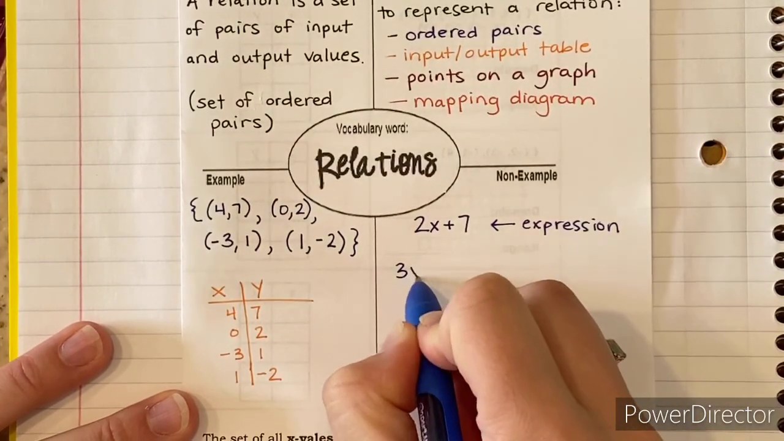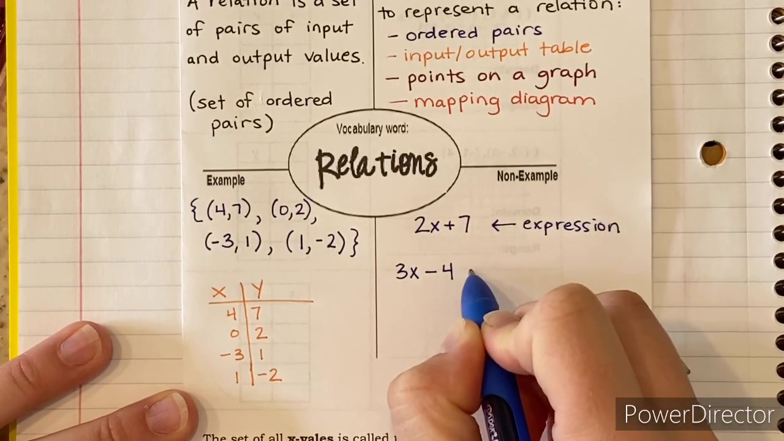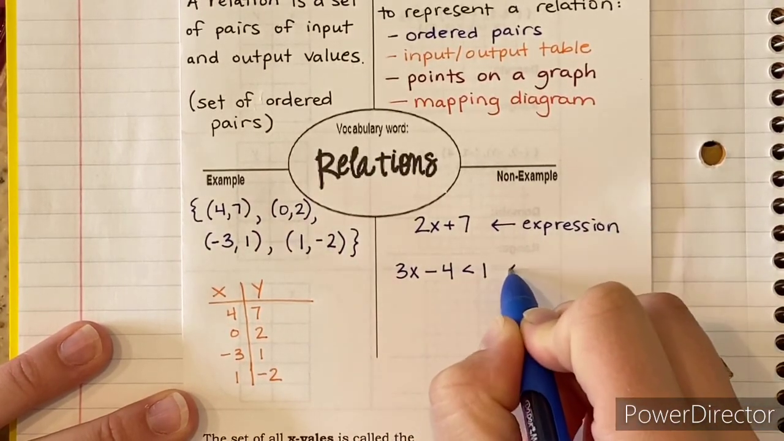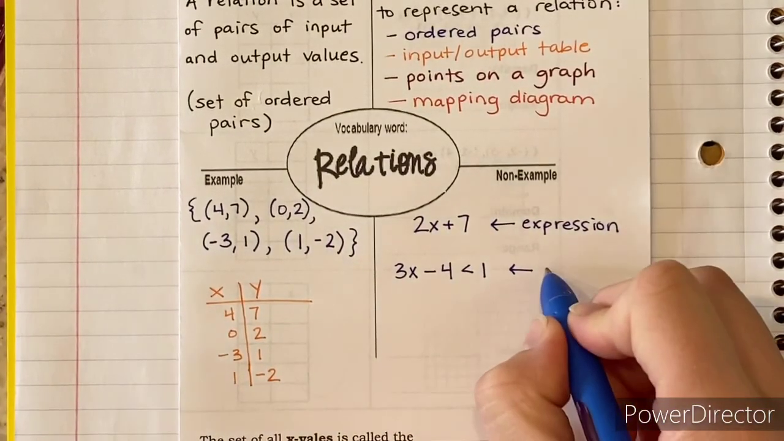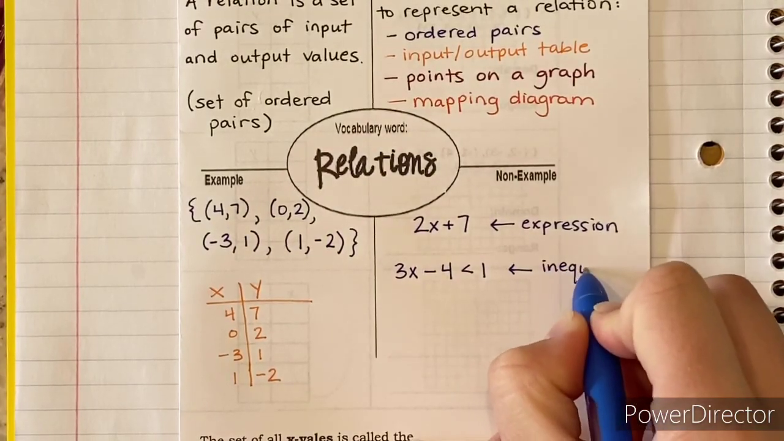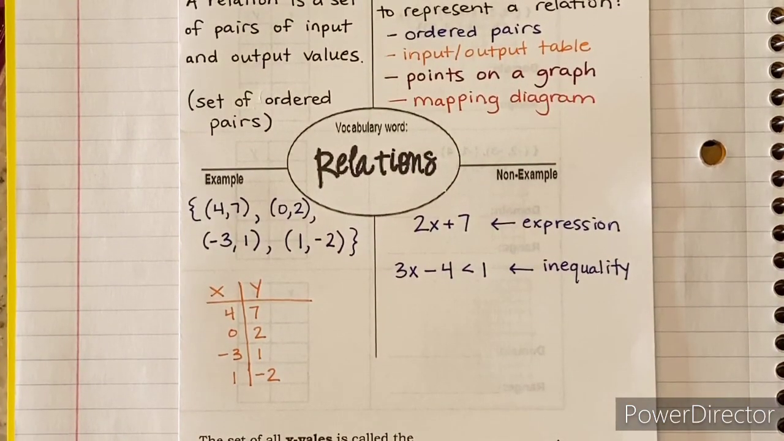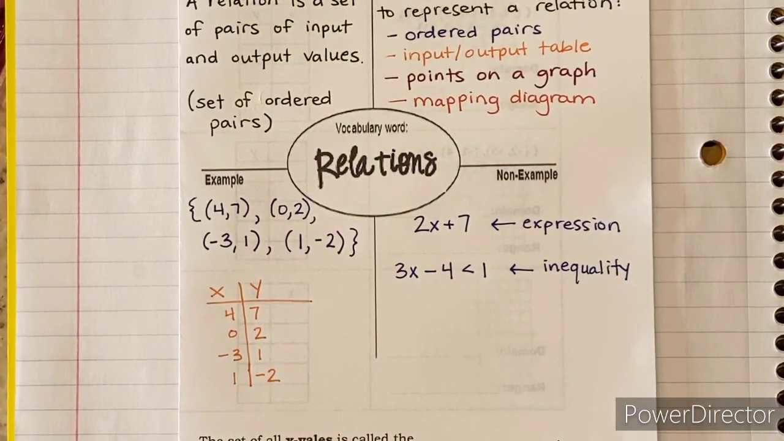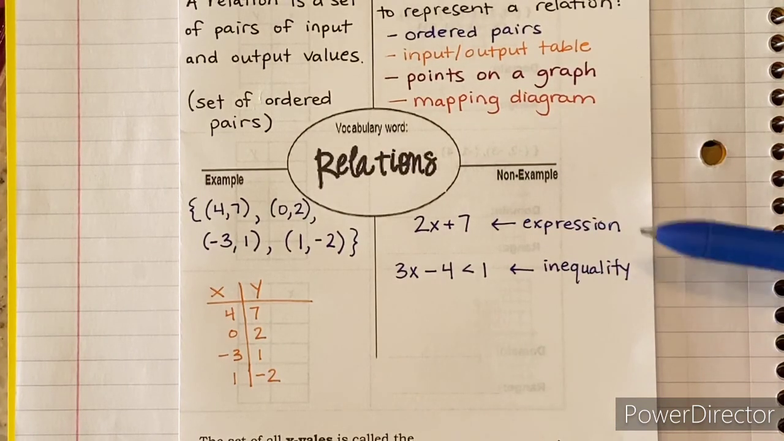Let's do this one. 3x minus 4 is less than 1. This one is an inequality. So those are just 2 quick examples. You have to remember relations deal with ordered pairs. So if you are given something that's not a list of ordered pairs or a set of ordered pairs, then you're not talking about a relation. Okay?